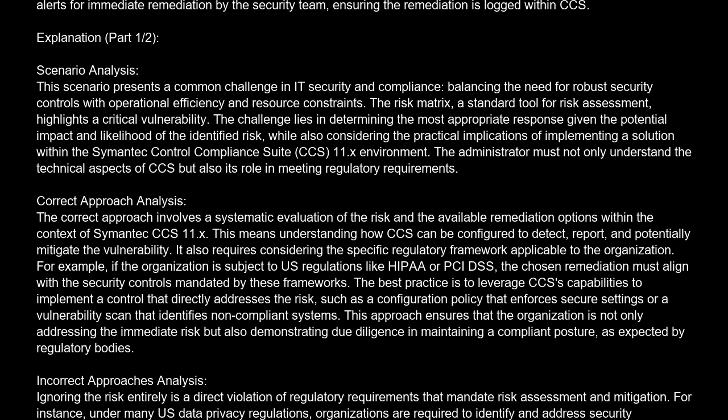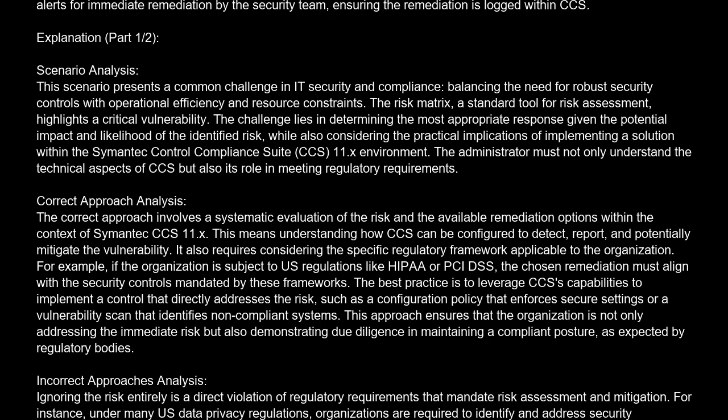Correct approach analysis. The correct approach involves a systematic evaluation of the risk and the available remediation options within the context of Symantec CCS 11.x. This means understanding how CCS can be configured to detect, report, and potentially mitigate the vulnerability. It also requires considering the specific regulatory framework applicable to the organization. For example, if the organization is subject to U.S. regulations like HIPAA or PCI DSS, the chosen remediation must align with the security controls mandated by these frameworks.